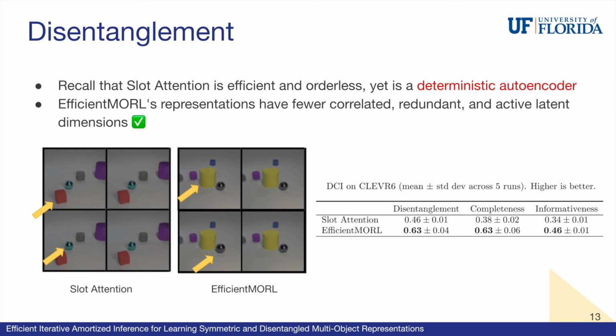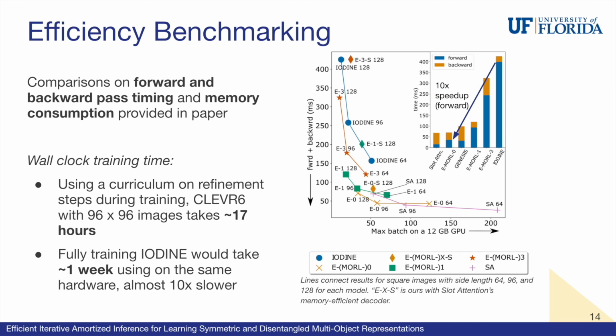We quantitatively and qualitatively show EfficientMORL infers slots whose latent dimensions show low correlation, redundancy, and activeness. This is in contrast to the key baseline here for this experiment, Slot Attention, which we recall is a deterministic autoencoder and therefore learns lower quality representations. To benchmark efficiency, we examined forward and backward pass timing, memory consumption, and wall clock training time. Please see the paper for the detailed results. Crucially, due to the two-stage inference and the curriculum that reduces the number of refinement steps, EfficientMORL trains much faster than IODINE.